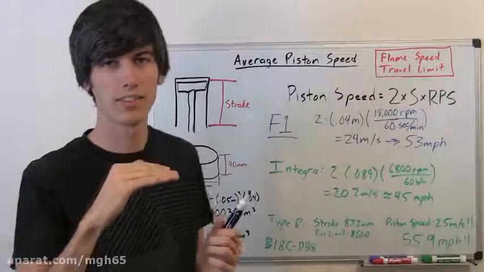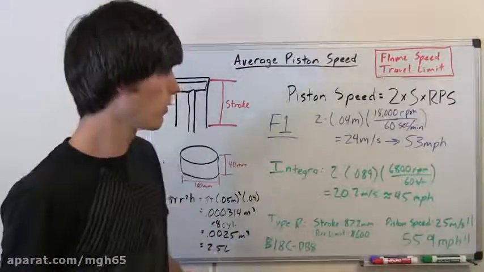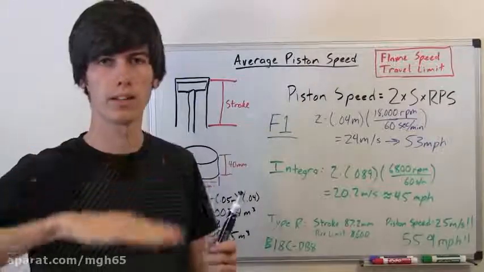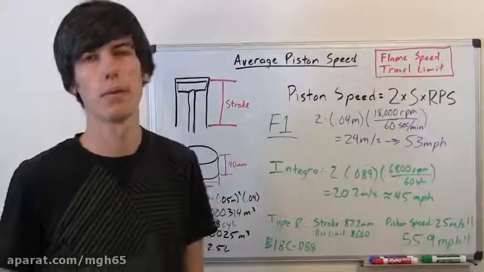So that piston inside of that cylinder is moving, if it were to be moving at a constant speed, it would be 53 miles per hour.